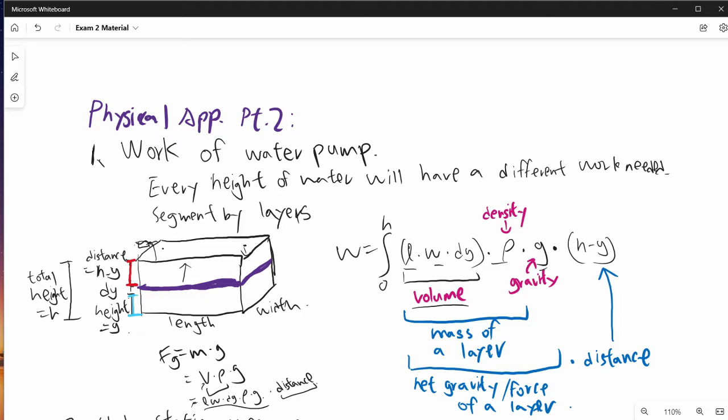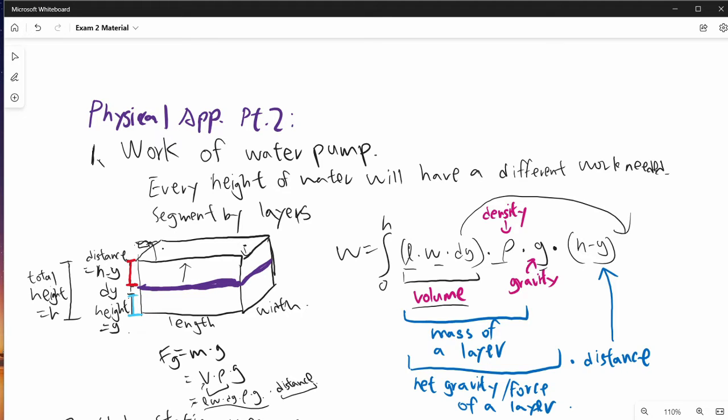And once you write this out, you can move dy outside. Then this is a constant, this is a constant, density is a constant, the gravitational constant is a constant, h is a constant. Only y is changing.